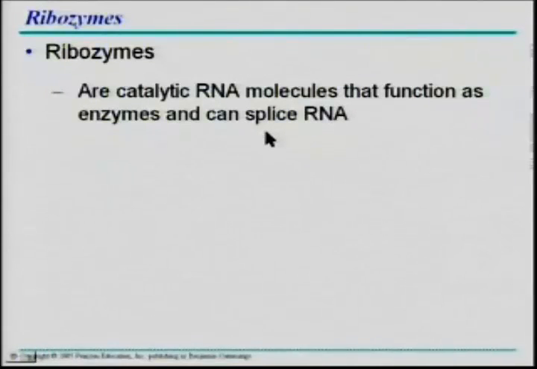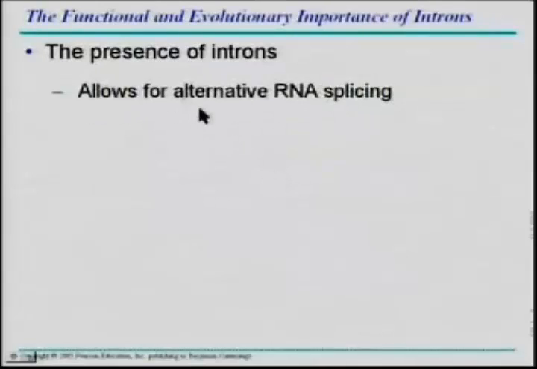So these types of small nuclear RNAs are referred to as ribozymes because they are catalytic RNA molecules that function as enzymes and can splice the RNA. So they're supported by the protein, but it's actually the RNA that is producing the enzyme-like activity.